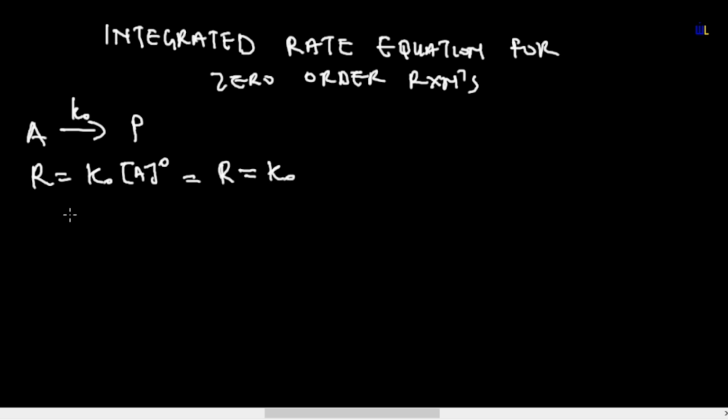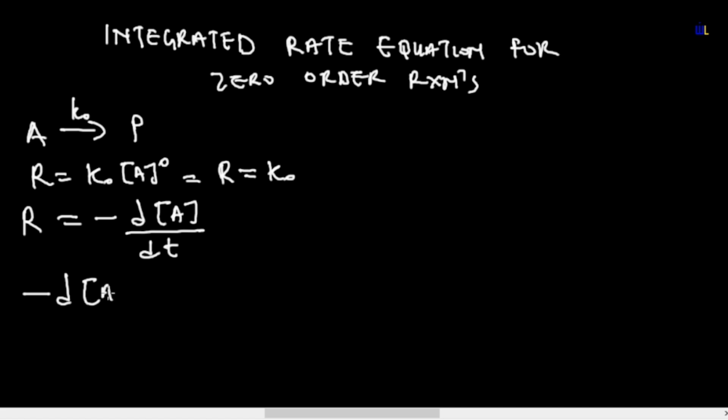Now, if we are to represent the rate as a function of the change in concentration, it is going to be given as a negative or decreased change in the concentration of the reactant divided by change in time. Having said this, the very next thing you are going to do to get the integrated rate equation is to equate these two expressions. R equals this and R equals this. So when we equate them, we get negative change in the concentration of A all over change in time equals k0.